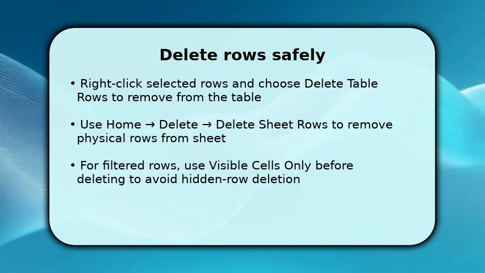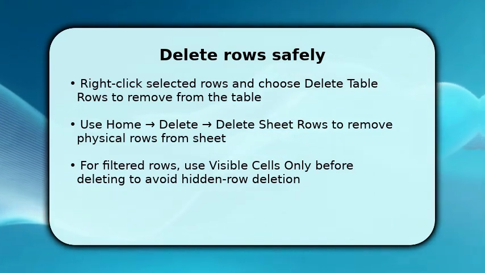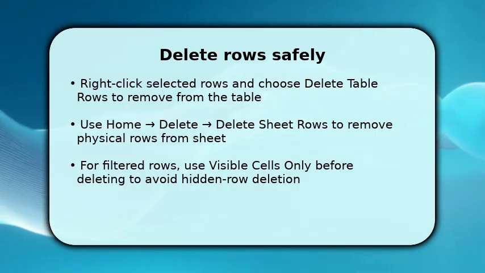Now you perform the deletion with safe options. Right-click and pick Delete > Table Rows to remove entries, but keep the table structure intact. Alternatively, use Home > Delete > Delete Sheet Rows when you need to remove worksheet rows entirely.